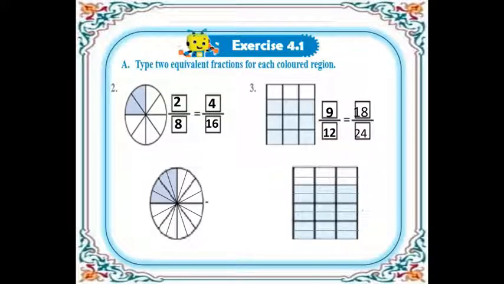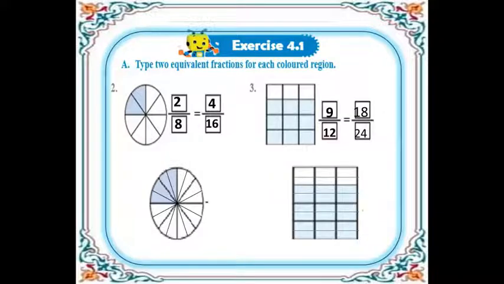Again you need to write the equivalent fraction for this 2 by 8. So what you do, you divide this circle into 16 equal parts. Already it is divided into 8 equal parts, so you divide it into 16 equal parts. So 16 equal parts mean the shaded part will be 4 and the total number of parts will be 16. So you write it as 4 by 16. And you see the figure given below to see how it is divided into 16 equal parts.